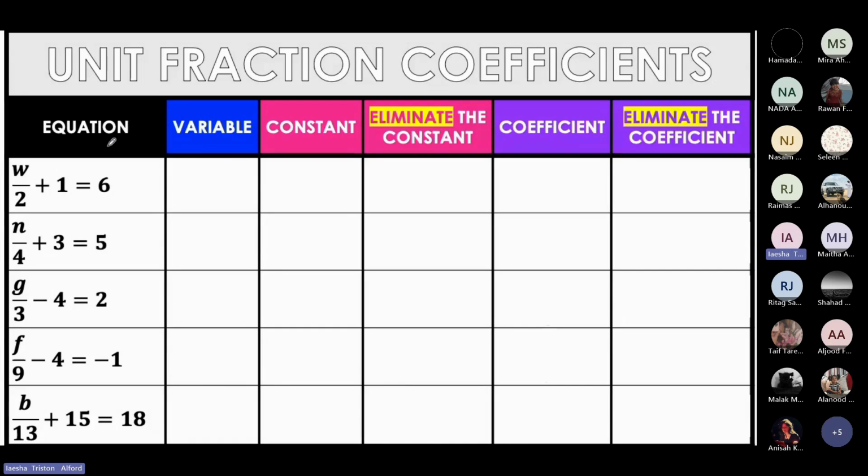Maybe you were already going to ask this kind. So what's your variable now? W. What's your constant? Positive 1. The constant, we want to make it 0. Subtract 1. What is your coefficient? Positive 1 over 2. Excellent. How do we make positive 1 over 2 into positive 1? Multiply by the flip, positive 2 over 1. Good. Same thing as positive 2.